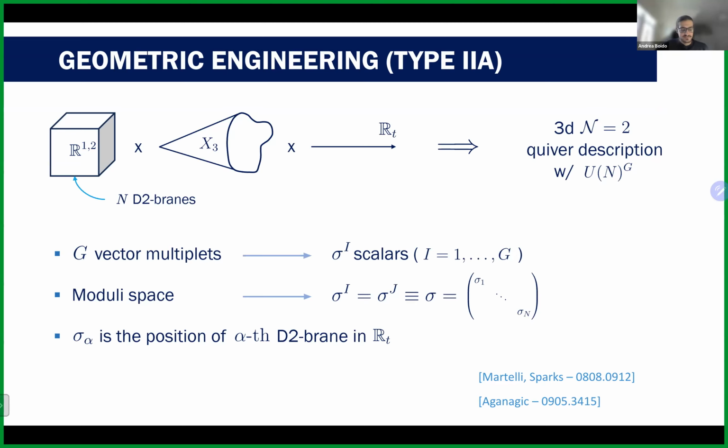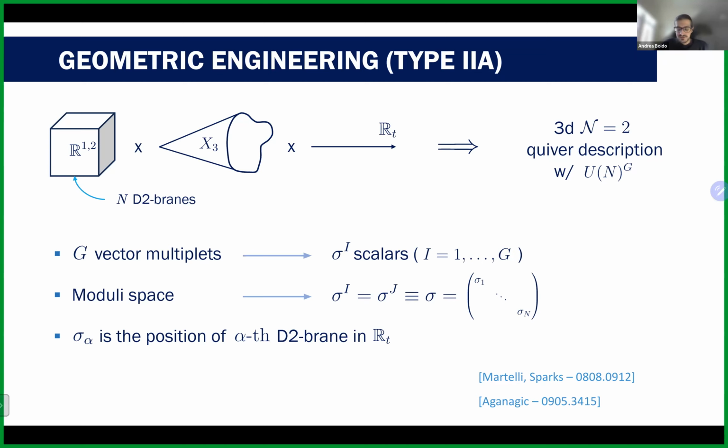And we put some D2 branes along the flat directions. This setup will generally give rise, under some assumptions on the X3, to some three-dimensional N=2 quiver description of field theories, and this will have a gauge group U(1)^G.